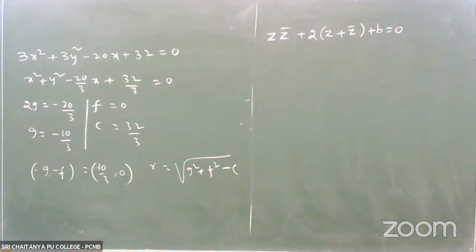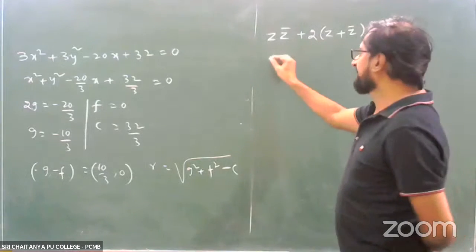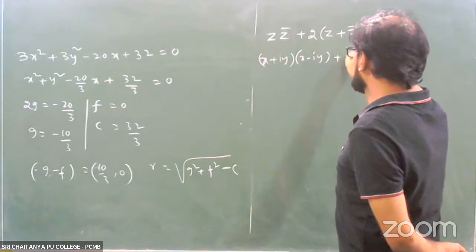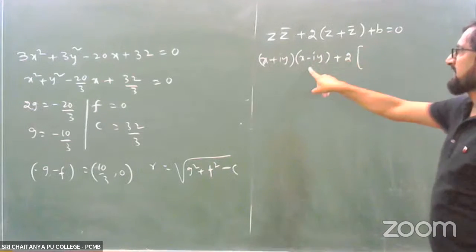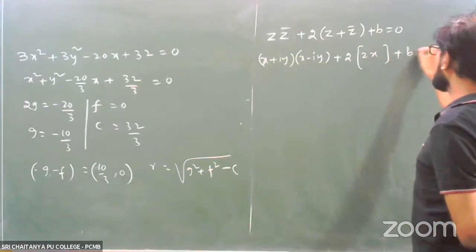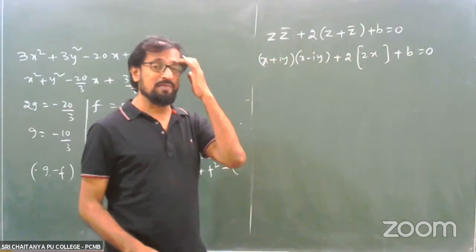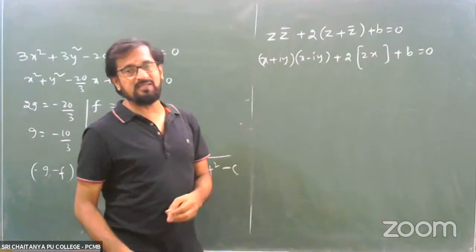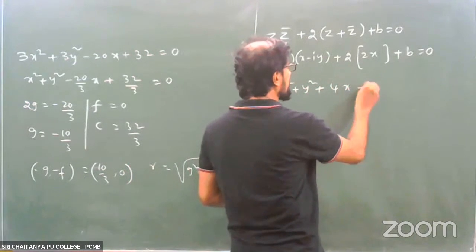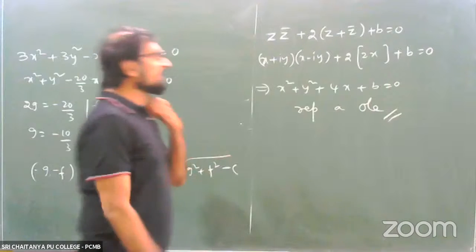That means how to do this problem, observe. z is equal to x plus iy into x minus iy plus 2 into x plus iy plus x minus iy. The iy terms get cancelled, you are going to get 2x plus b is equal to 0. Each and every time you should not do a plus b into a minus b, a square minus b square. a plus ib into a minus ib is a square plus b square. Means we are going to get x square plus y square plus 4x plus b is equal to 0, which represents a circle. Take down.